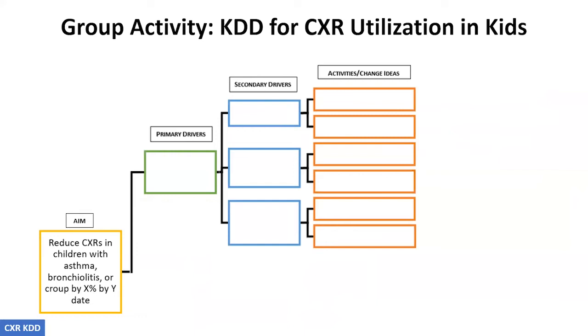We want to reduce chest x-rays in children with known diagnoses of asthma, bronchiolitis, and croup by X%, depending on your site or your individual, by Y date, okay? And maybe you want to do this a couple times in iterations. Well, let's take a little chunk and improve this time, and then we'll reset it and do it again.